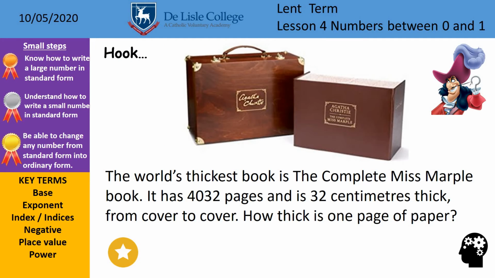Okay, you might or might not know that the world's thickest book is the Complete Miss Marple book. It has 4,032 pages and is 32 centimetres thick. You might know the name Agatha Christie. You might have seen some of her shows on the television or books in the library. So, the question is, how thick is one page of paper? And we will return to this later on in this lesson.